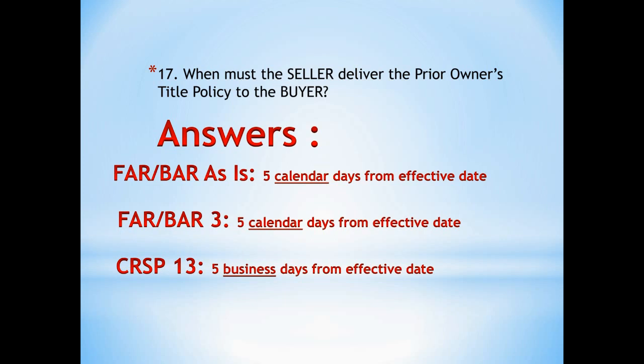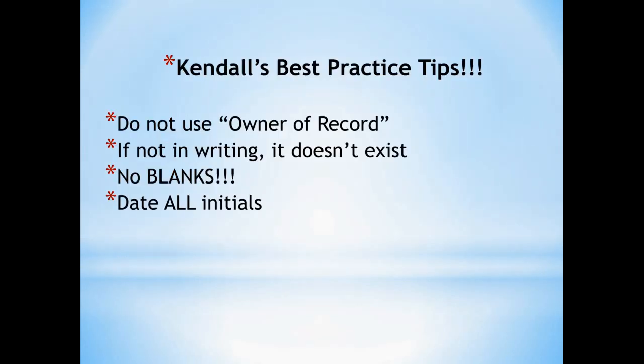So, best practice tips. Number 1, we talked about these already. Do not use owner of record. Do not use owner of record. Do not use owner of record. Please go find the prior owners and submit their names into the contract so you know who's signing and who's required to sign.